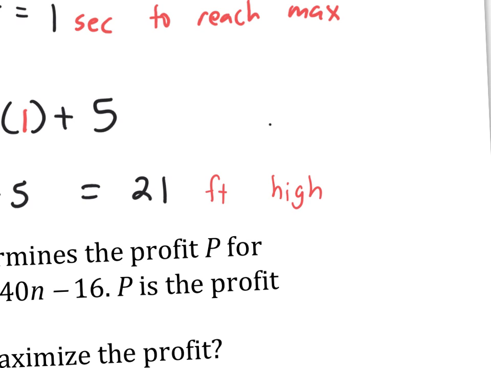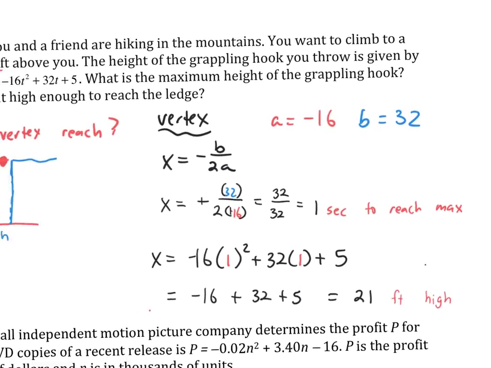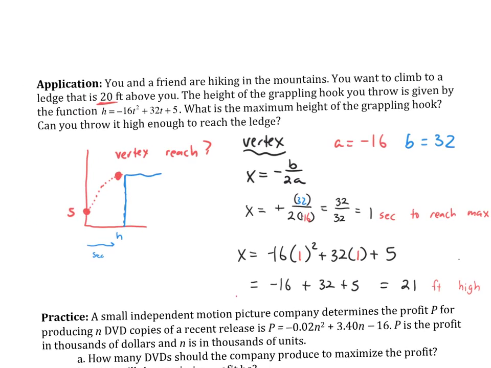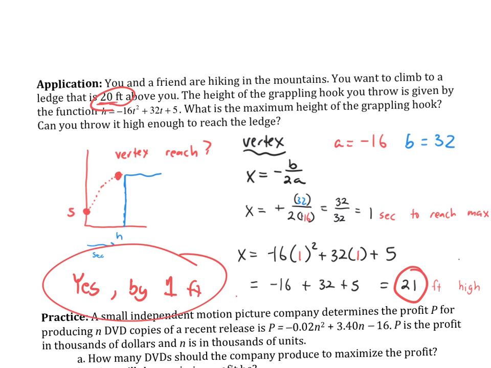So I didn't answer the question yet, though. So let me go back and make sure that I have answered it. Can you throw the grappling hook high enough to reach the ledge? The ledge is 20 feet. I can toss it a maximum of 21 feet. So the ultimate answer is yes, by 1 foot. So I still have a little bit of grace period there.